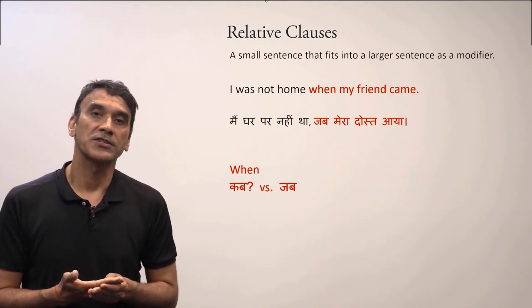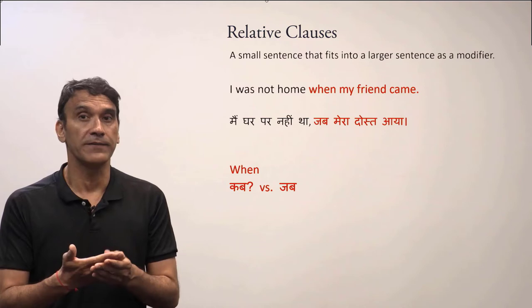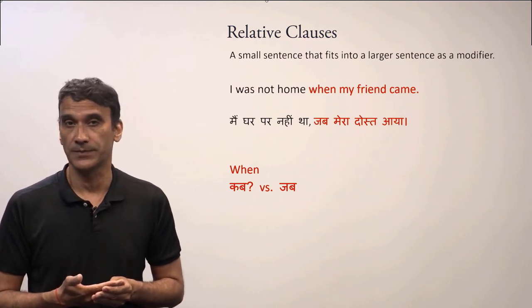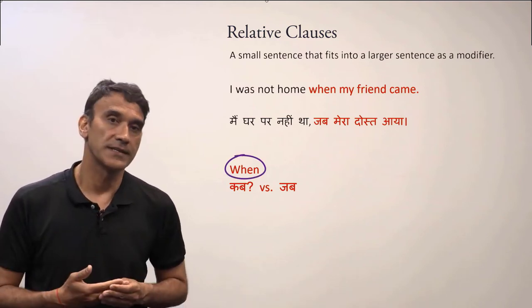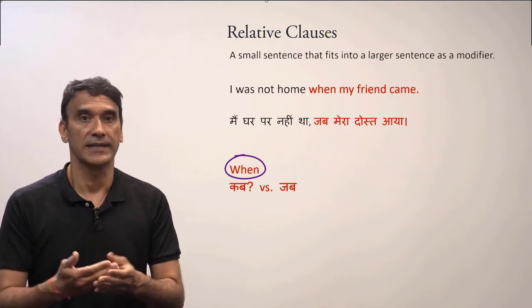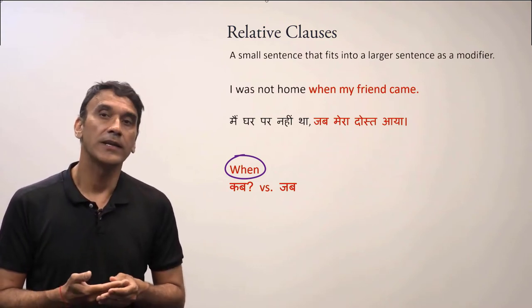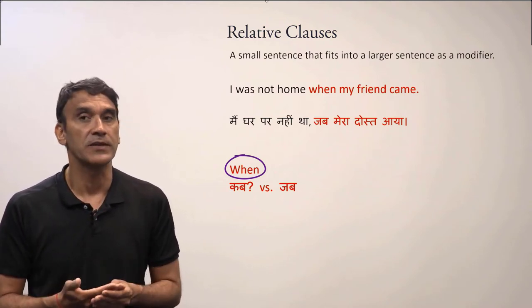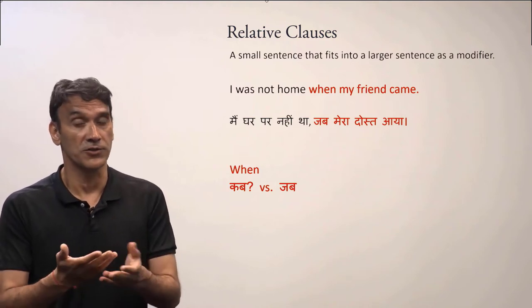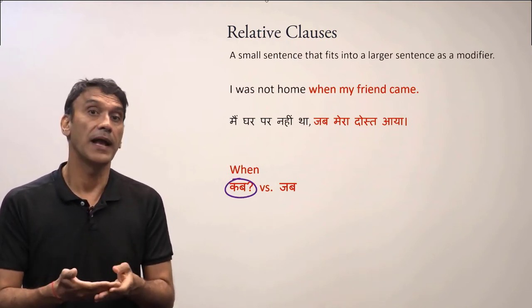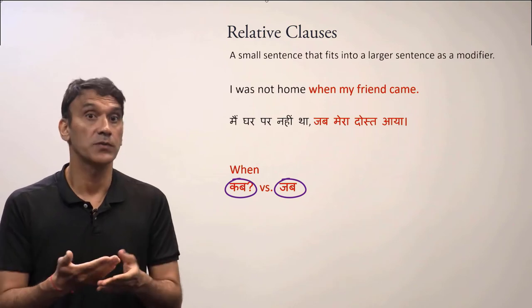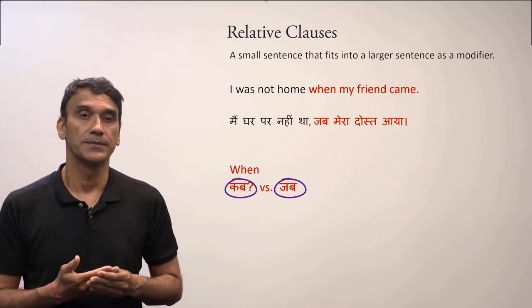The English language does not make any distinction between the relative and question words in morphology. It is when in both cases, but the meaning is clearly different. Hindi, on the other hand, makes a clear distinction between question and relative words in morphology too. They are kab and jab. Kab is a question word and jab is a relative word.